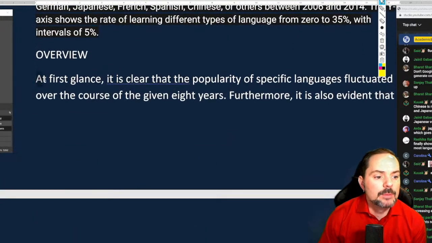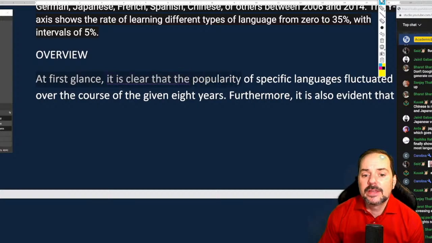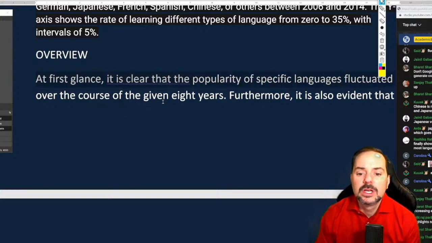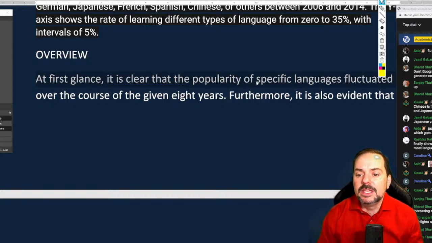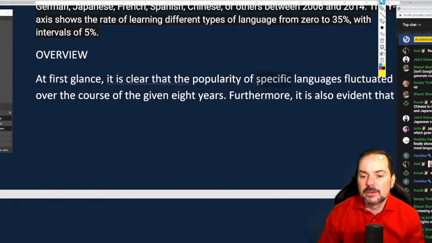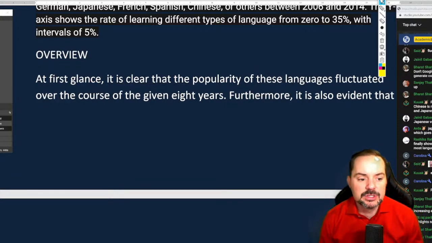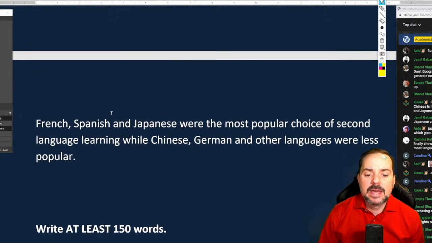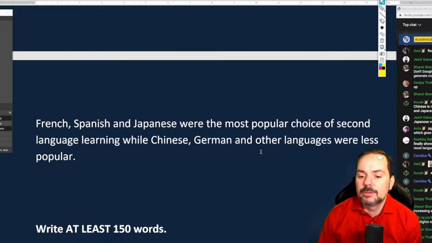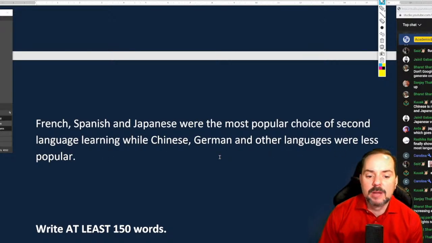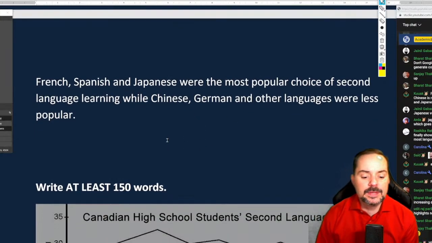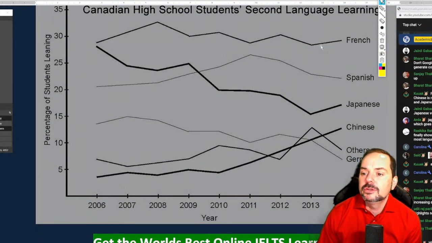Okay, so again, one more time. At first glance, it is clear that the popularity of specific languages fluctuated over the course of the given years, of these languages. Furthermore, it is also evident that French, Spanish, and Japanese were the most popular choice of second language learning, while Chinese, German, and other languages were less popular. All right. So that's my overview, okay? Again, nothing too fancy here.